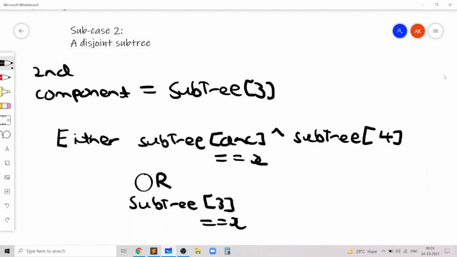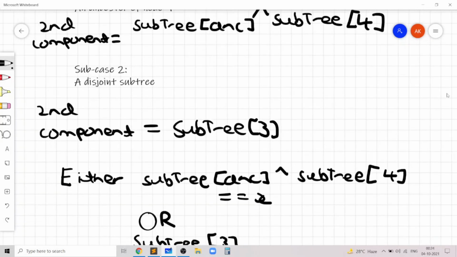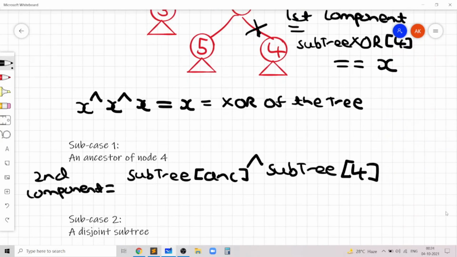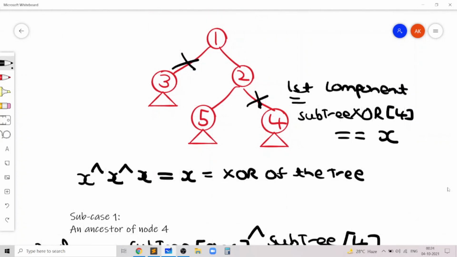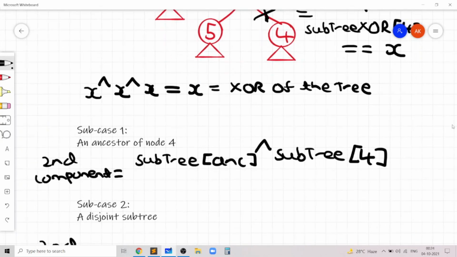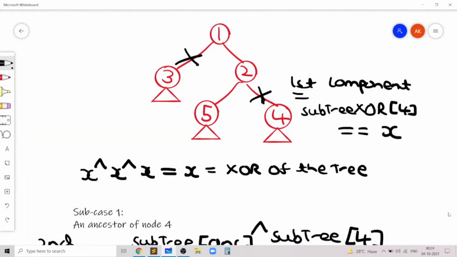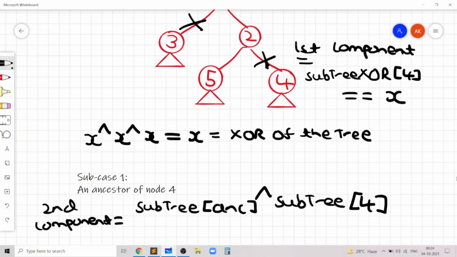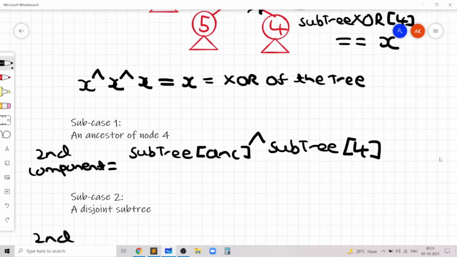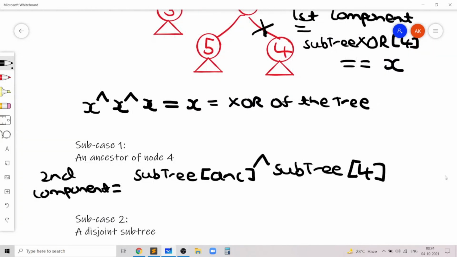If either of these two conditions are met, then the answer is true, because then we know that there's going to be two components, each of which has a XOR x, and the third component will also have a XOR x, because x is the XOR of the whole tree. And also notice that all the edges fall under one of these two subcases, so everything is covered. Now, how do we efficiently find out this? How do we efficiently compute these two subcases in the general case? That's what we'll see in the next part of this video.